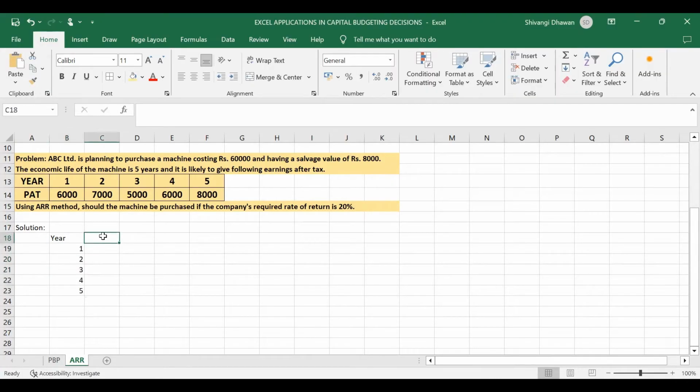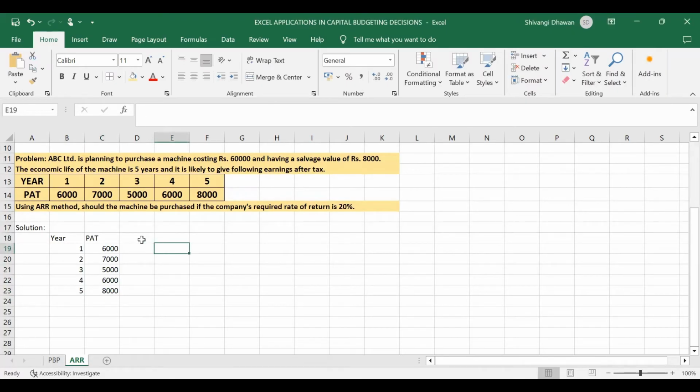Also, the profit after taxes given to us, that is 6,000, 7,000, 5,000, 6,000 again, and 8,000 for the fifth year.